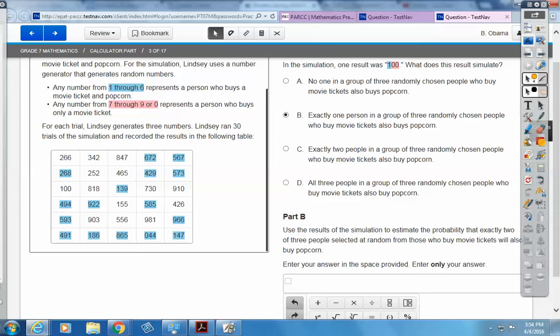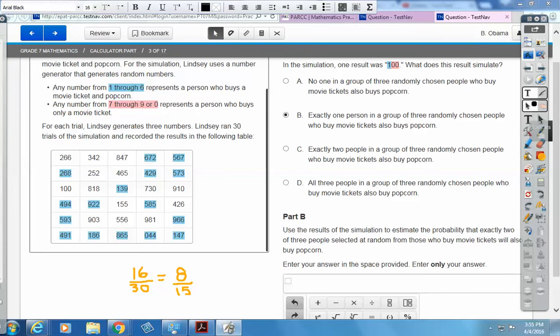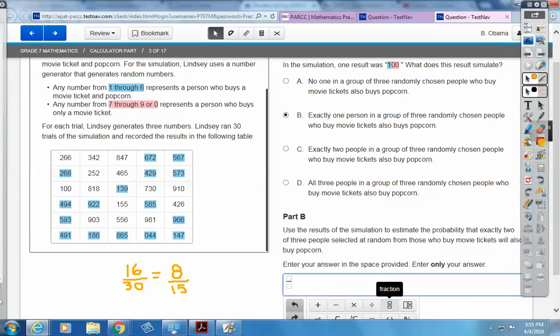All right, so of the 30 simulations, we have 1, 2, 3, 4, 5, 6, 7, 8, 9, 10, 11, 12, 13, 14, 15, 16 of 30. So if we have 16 of 30, that can be reduced to, well, 2 goes in below them, 8 15ths. So we go 8 15ths.